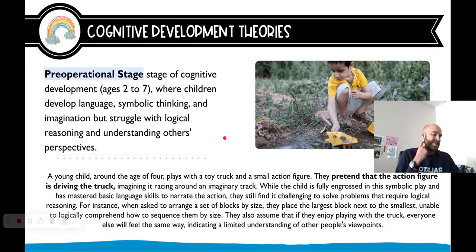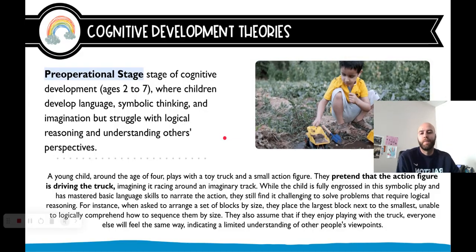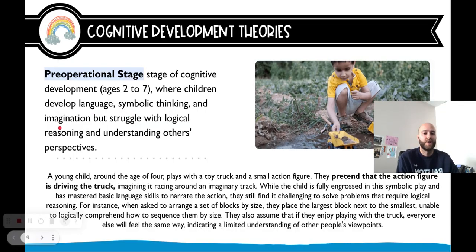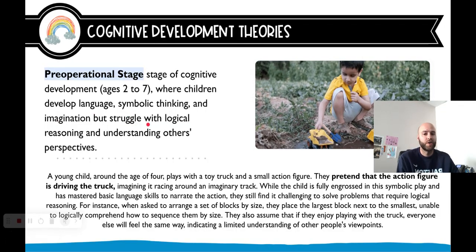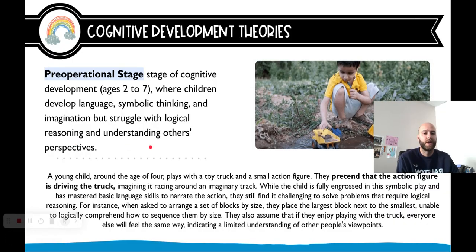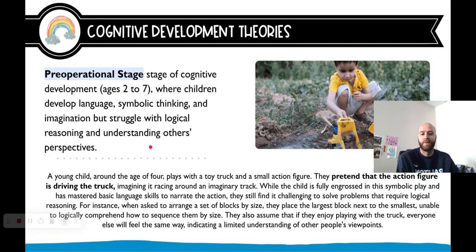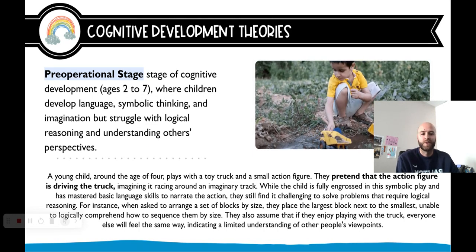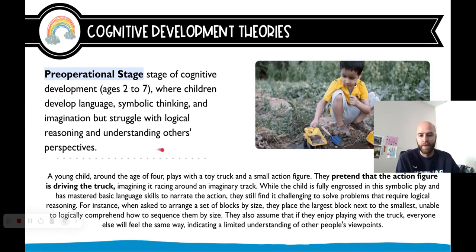Okay. Up next is your pre-operational stage. So in this stage, this is ages 2 to 7, where children develop language, start to think symbolically, and their imagination takes off, right? But they struggle with anything logical and understanding other people's perspectives. So kids are going to have a lot of imaginative play and things like that, but they're not going to understand how to think from someone else's perspective yet.